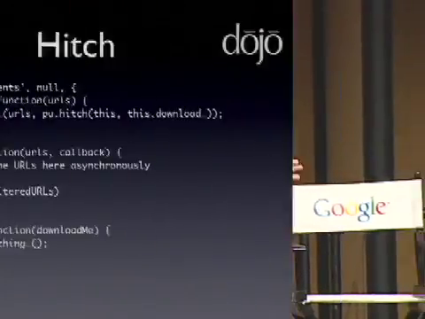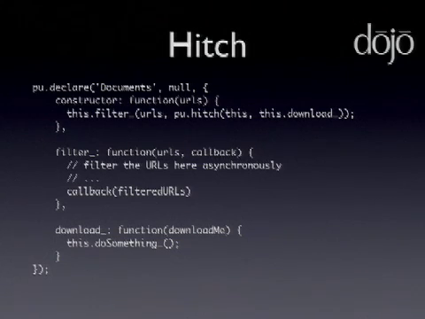All right, hitch. Okay, so here's Dojo hitch. Here we're declaring the documents object that filters and downloads documents. And the first thing you see is we have a constructor function. When you're using Dojo's declare, you need to be able to provide a constructor, so here we're doing that. And here's where you see things happen. In our constructor, we call the filter function, pass it a list of URLs, and then we pass in a callback. So we say, after we filter, run the download method. Now, here's something interesting. If you look at the download method, it says this.doSomething, right? So it's running in the context of the class.